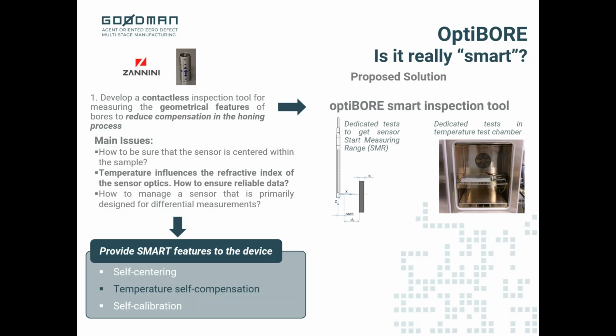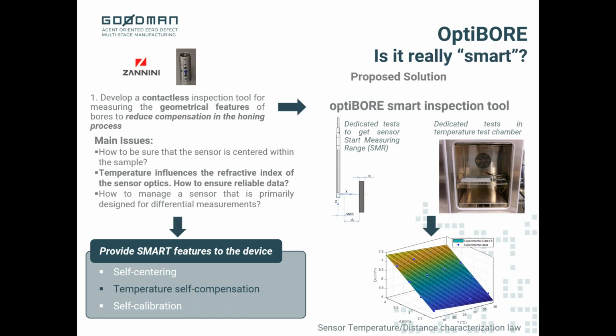For what the temperature self-compensation is concerned, we perform dedicated tests by placing, for instance, the sensor in a temperature test chamber in order to come up with a sensor temperature distance characterization law that could allow us to implement a compensation for temperature variation. Of course, this means we added a temperature sensing device on the final system in order to have information about the actual temperature of the system during the measurement.